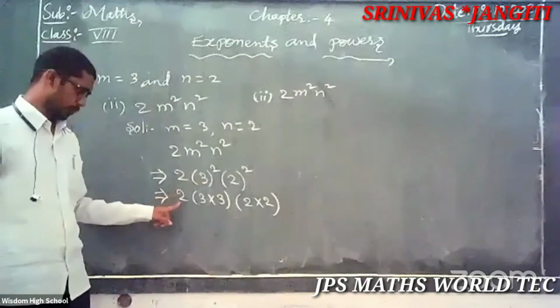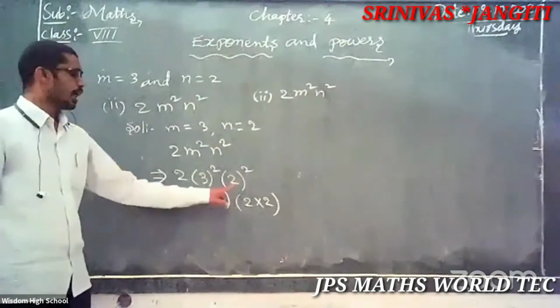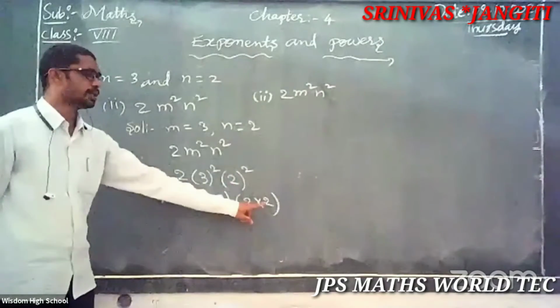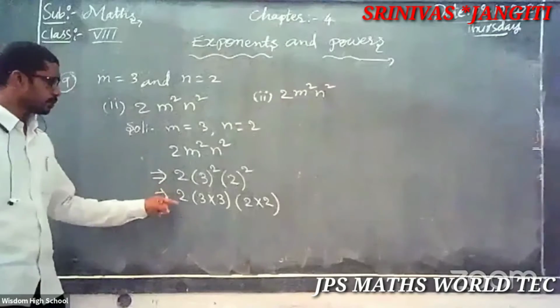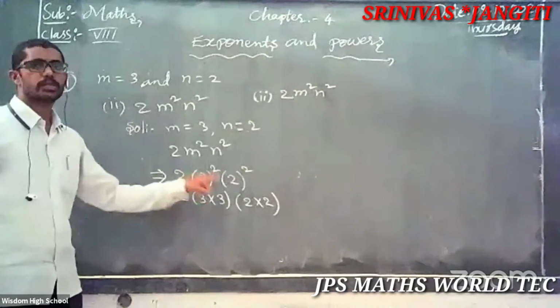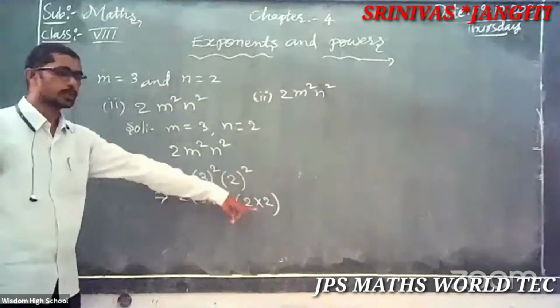Then what is here? 2, 2. Same. What does 3 squared mean? 3 times 3. And what does 2 squared mean? 2 times 2. The bracket means multiplication only now. That's why 2 times 3 times 3 times 2 times 2. How is that? 3 squared, 3 threes. Then 2 squared, 2 twos.